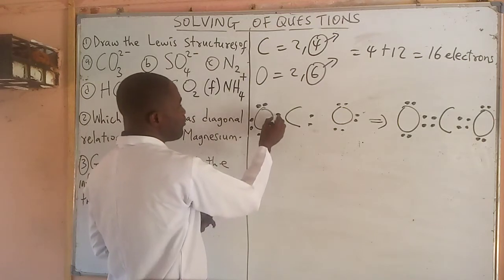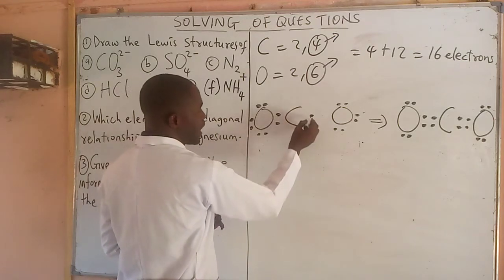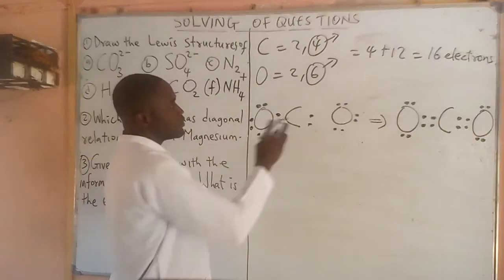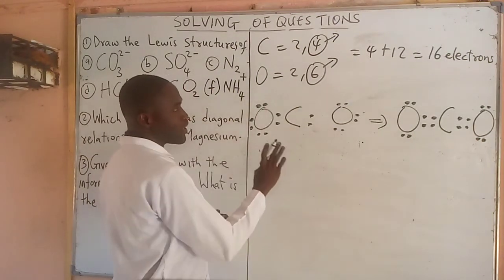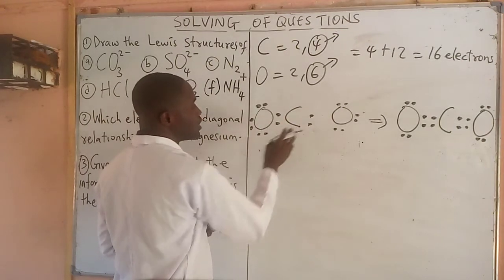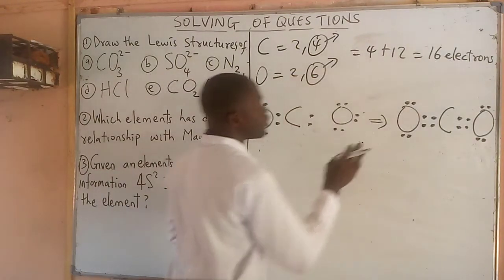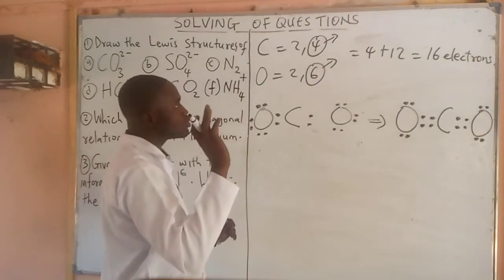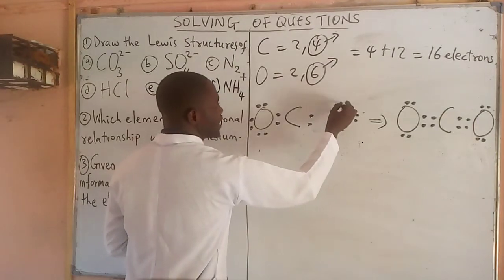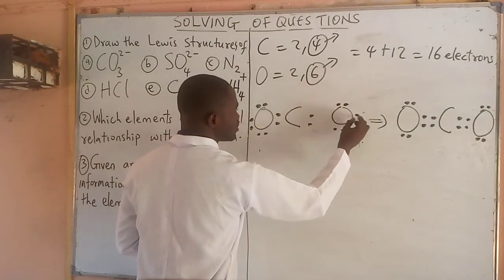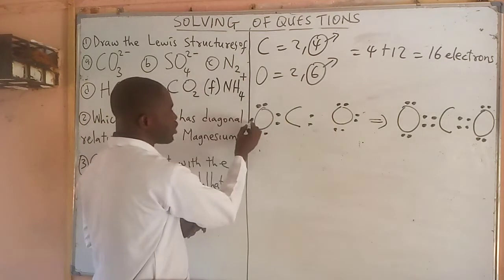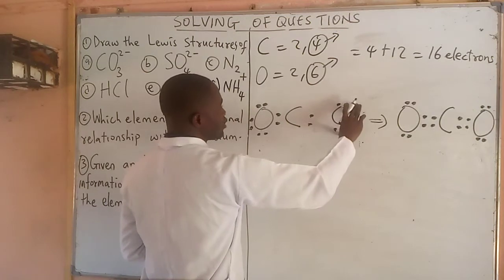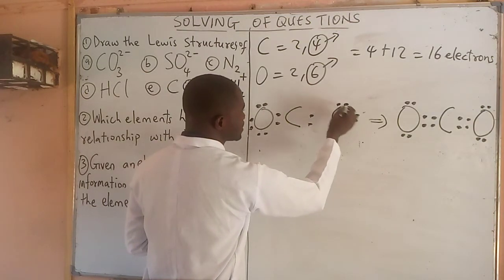So you put 2 electrons in between the bonded atoms. When you put 2 electrons, you have assigned 4 electrons already. It remains 16 minus 4, which is 12. 12 divided by 2 is 6. It means assign 6 to oxygen. Now oxygen already has an octet structure, 1, 2, 3, 4, 5, 6, 7, 8.